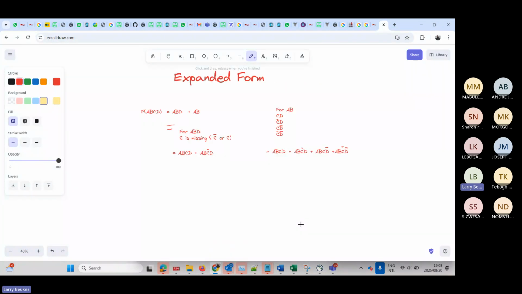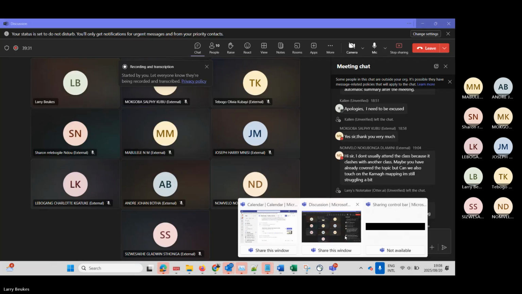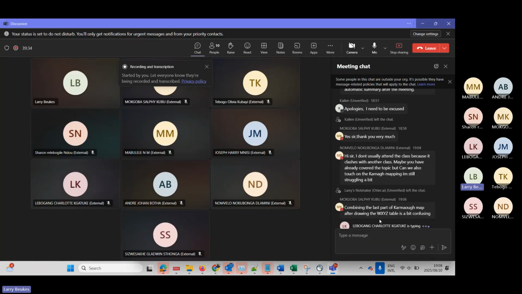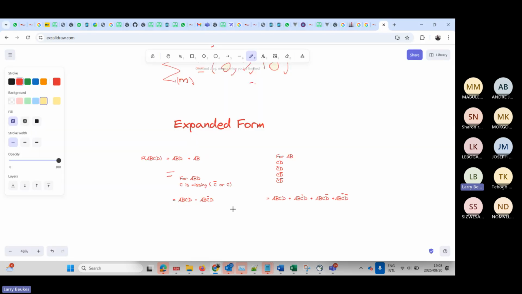Let me see. What else? Any questions regarding expanded form? Combination is Karnaugh map. Okay, combining the last part of Karnaugh map after drawing. I don't usually attend because it clashes. Karnaugh map, okay, we're going to look at it now. That's part of Karnaugh map. Okay, not a problem. Let's look at that one quickly.